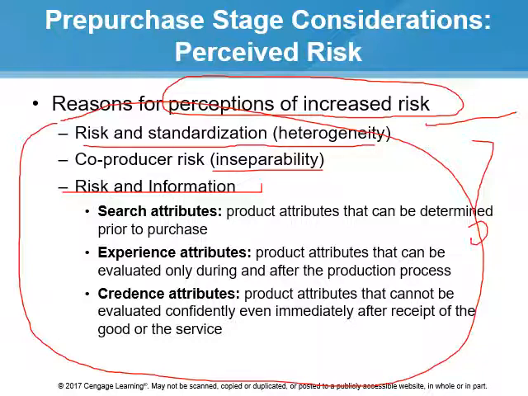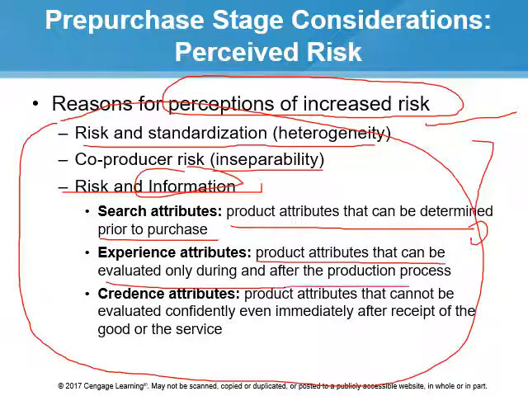So if you talk about risk and information, you need to understand that every product comes with different kinds of attributes in terms of information. Some attributes can be determined prior to the purchase. Some attributes can be evaluated only during and after the production process. And some attributes cannot be evaluated confidently even immediately after the receipt of the good or the service. So basically, information is another important issue that actually increases the risk. So how can information also be a risk factor? Again, that is another question that we're going to discuss.